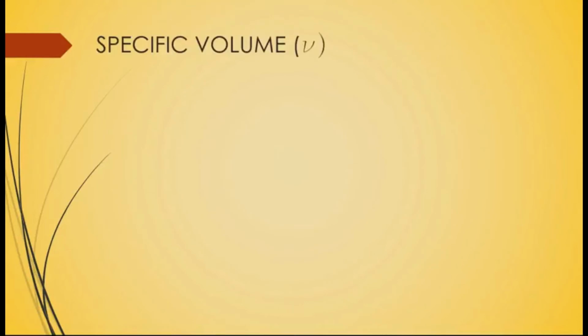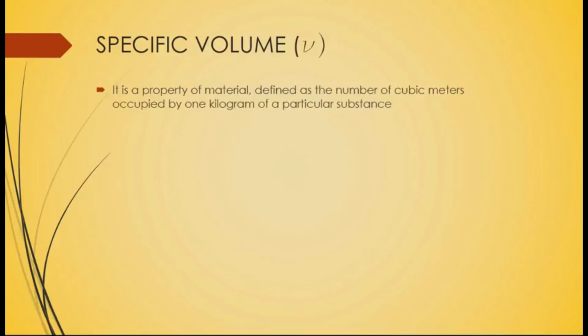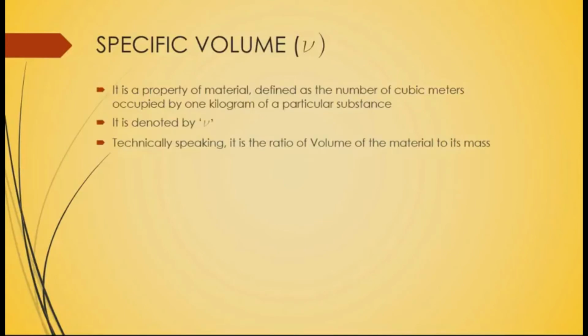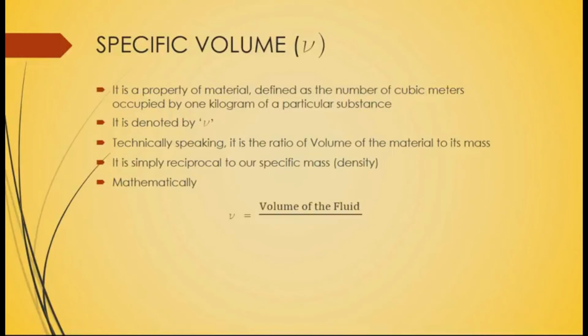So let us see the third one, specific volume. It is the reverse of the density. So it is volume by mass. To say mathematically, that is volume by mass. It is actually the property of a material which is defined as the number of cubic meters occupied by 1 kilogram of a particular substance. 1 kg is occupying how much volume? That is the measure. So volume of fluid by mass of the fluid, V by M. This is the reciprocal of density.